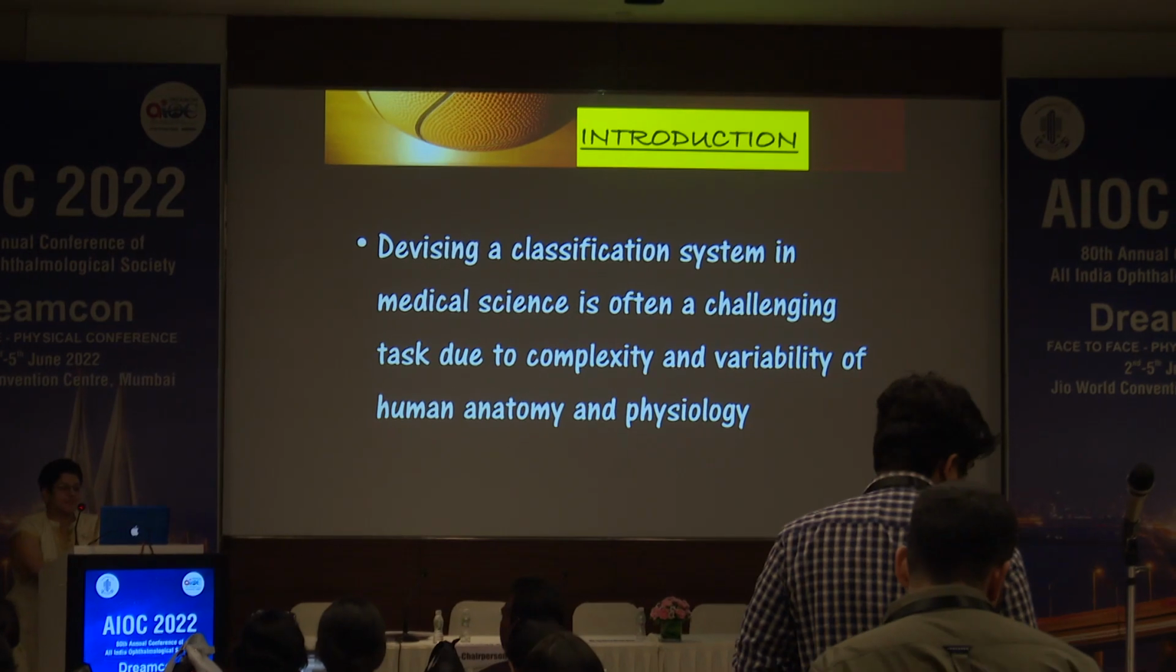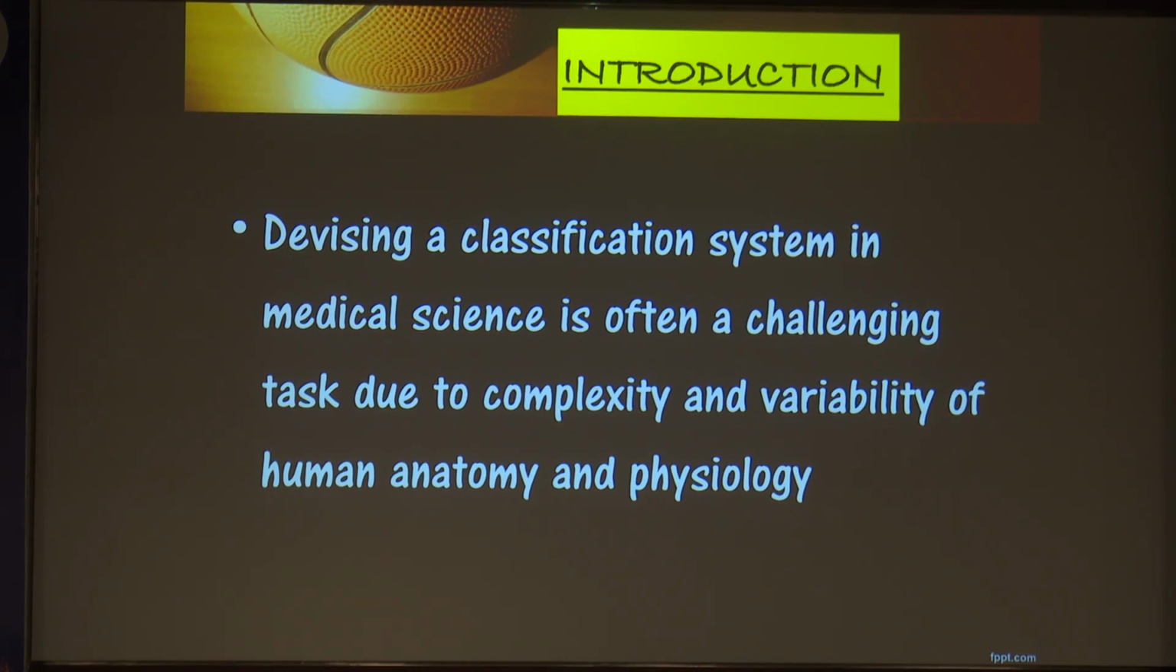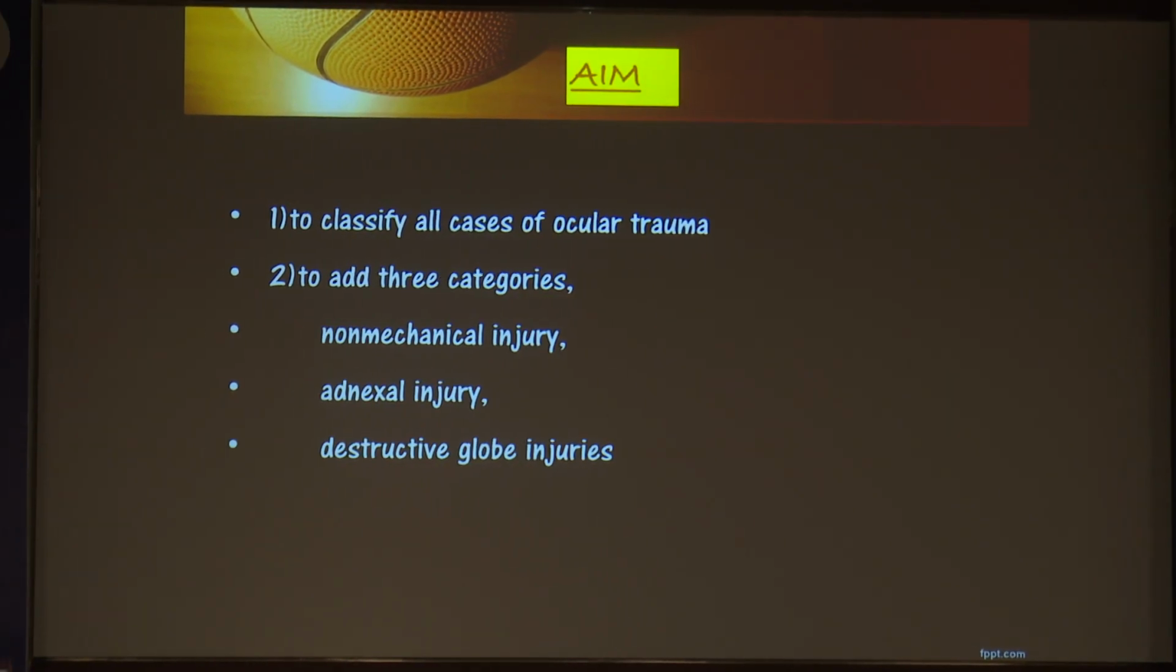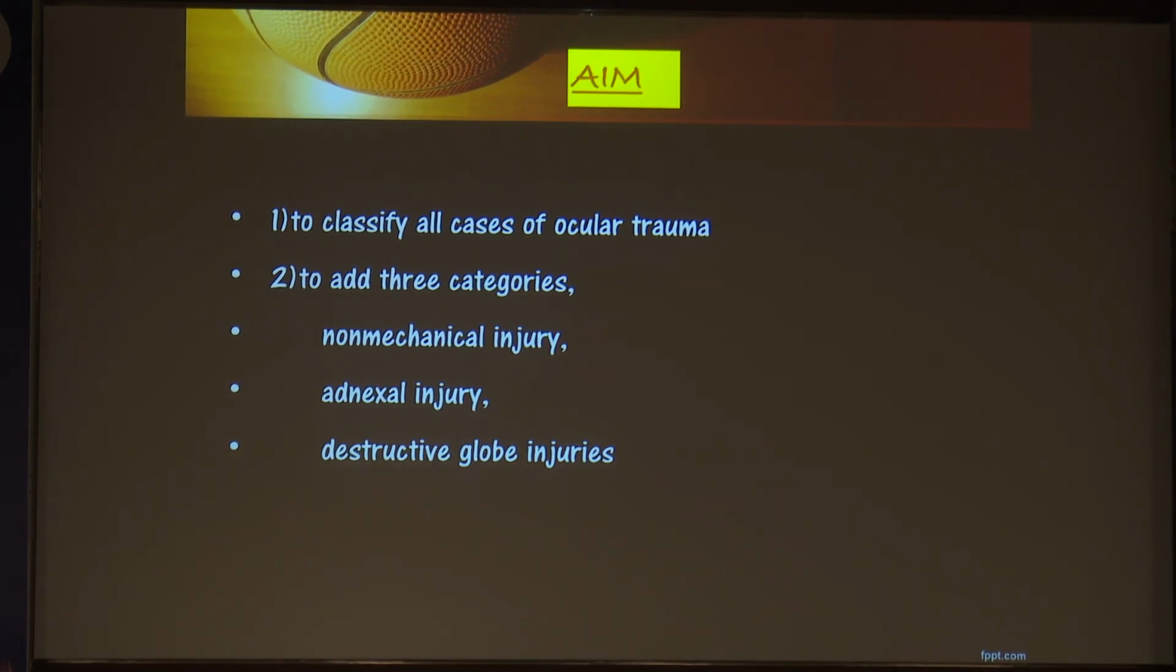Good morning, everyone. I begin with the first talk of today's ocular trauma course. My topic is an update on classification and recent terminology. Devising a classification system in medical science is often a challenging task due to the complexity and variability of human anatomy and physiology. To classify all kinds of ocular trauma, one had to add three more categories: non-mechanical injury, adnexal injury, and destructive globe injuries, which were not included in the previous classification.